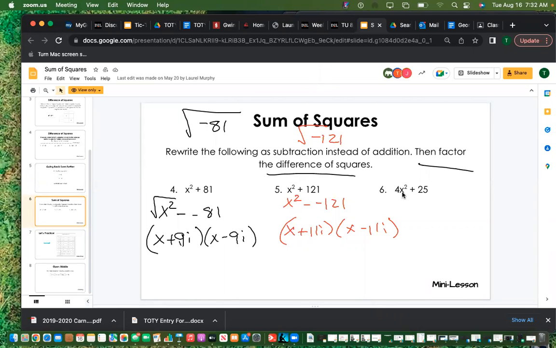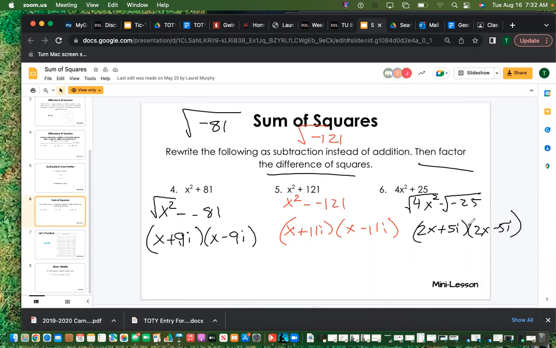So when you take the square root, I'm sorry, we're going to rewrite this first. 4x squared minus negative 25. Okay. When I take the square root of 4x squared, what am I going to get? 2x. When I take the square root of negative 25, what am I going to get? 5i. So I'm going to have a plus 5i and a minus 5i.